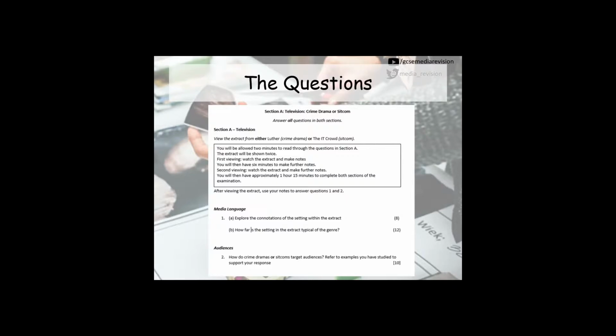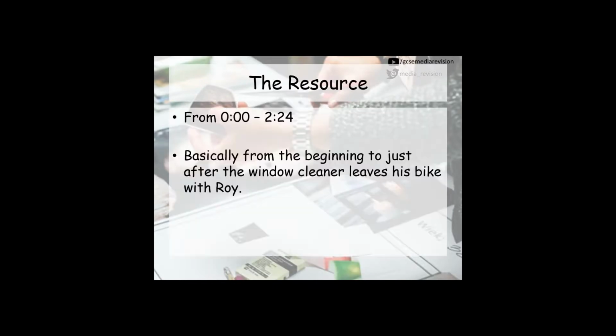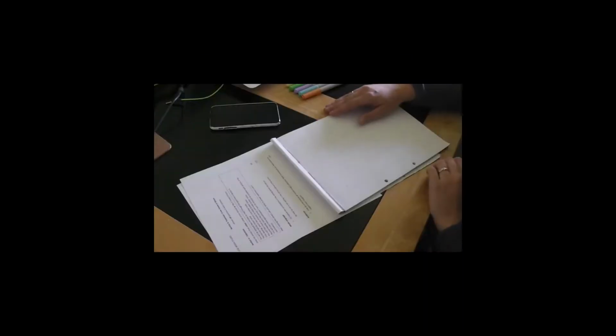Okay, so it'll be about 3 minutes here or there to give you those timings. Now the resource that I've used is from the IT Crowd episode, and I take it right from the beginning to about 3:24. That should read 3:24. Basically, just from the beginning to where the window cleaner leaves his bike with Roy. That's the little section that I've picked, and you will get to see it in this next section. So let's have a look and see how I get on.